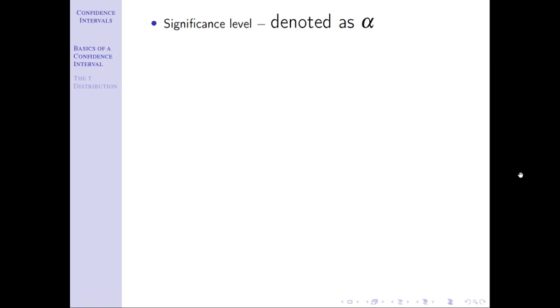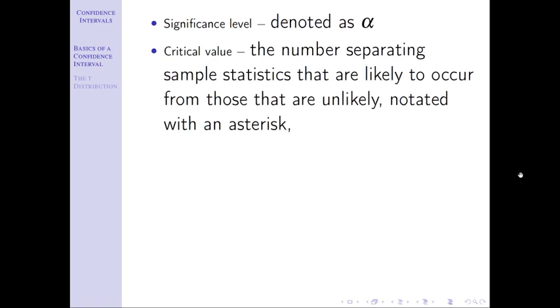We have to define a critical value. Critical value is the number that separates sample statistics that are likely to occur from those that are unlikely. And we notate that with an asterisk. So the idea is that we can have a critical value of any distribution. Right now, the only specific distribution we've covered is the z-distribution. Again, as I mentioned, we'll talk about the t shortly. But it's this idea that anytime we have any distribution with any specificity, we can always find critical values. And so we just add an asterisk on top of the letter of that distribution. It separates statistics that are likely to occur from those that are unlikely.